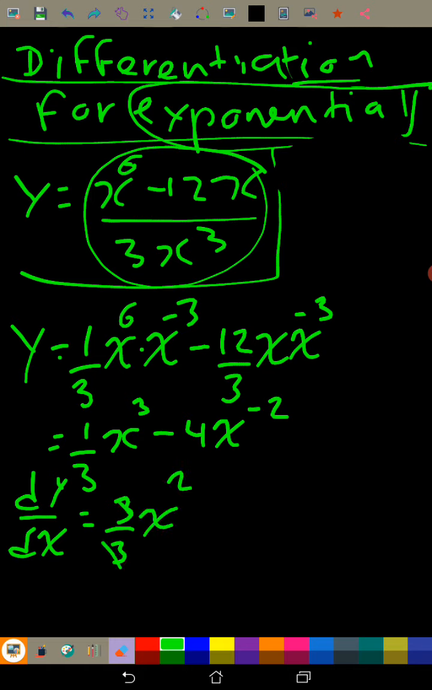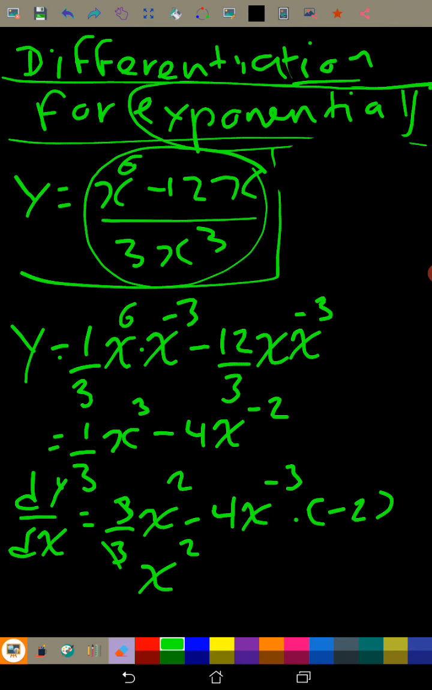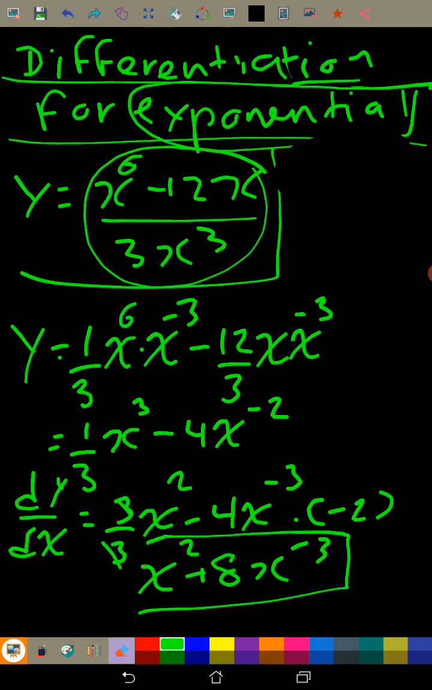This 3 and 3 will eliminate each other, so we have 4, and then we have x to the power of minus 3 times minus 2. Because usually we do the multiplication first, so we get x squared once again. So we get x squared plus 8x minus 3. So this is the differentiation of this.